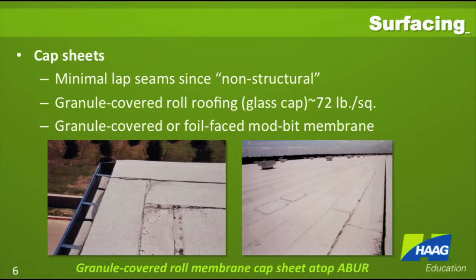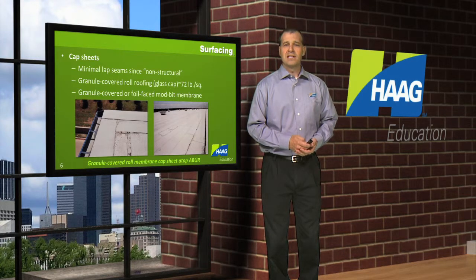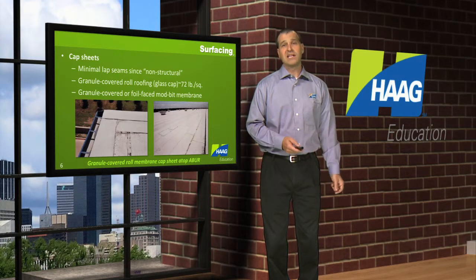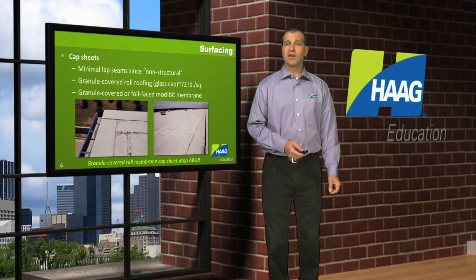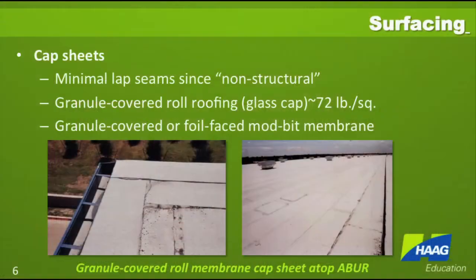Another option is to apply a cap sheet. This may be done for aesthetic reasons, to have a white granulated surface as opposed to gravel or a reflective surface. This cap sheet normally is a one-ply installation because the structure or strength of the roof is already being provided by the felt plies. A granule surfaced roll roofing fiberglass could be used, or it could be a granule surfaced modified bitumen roofing. Another option with modified bitumen is foil faced. And in the photographs we are showing the granule surfaced glass cap sheet.